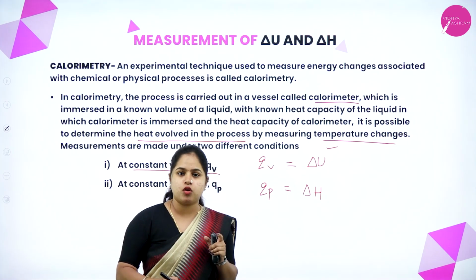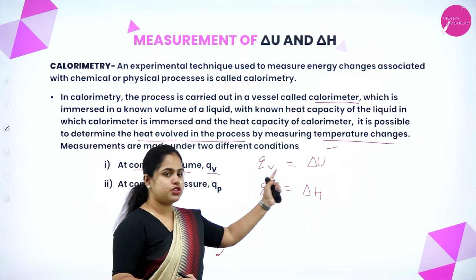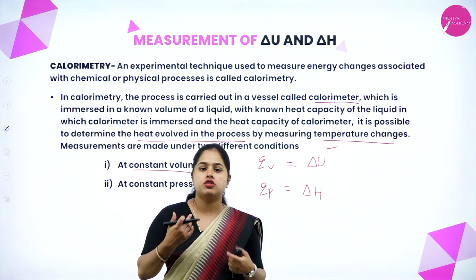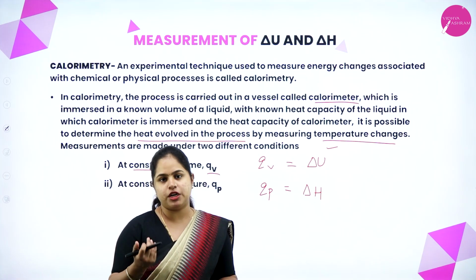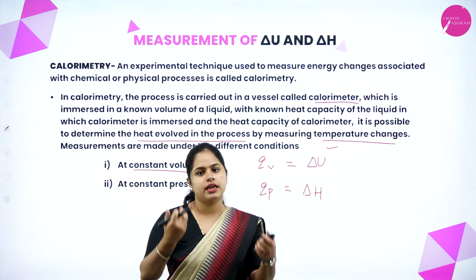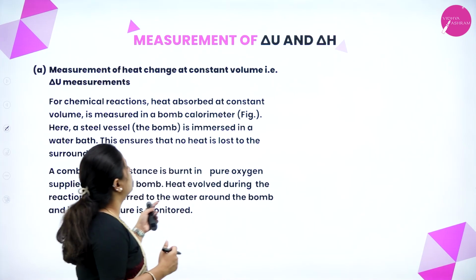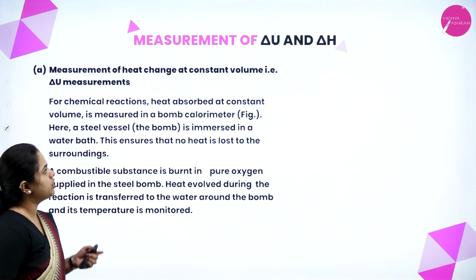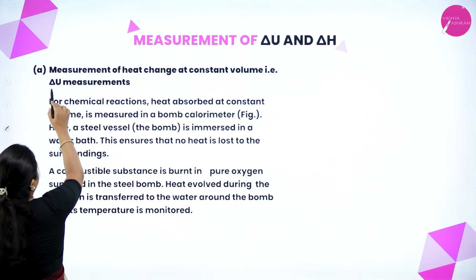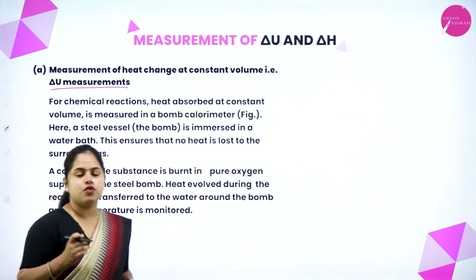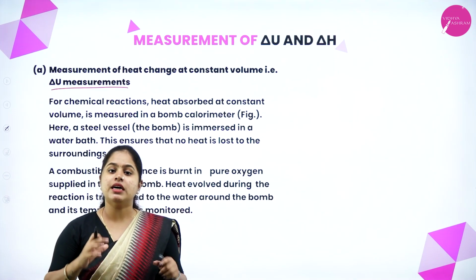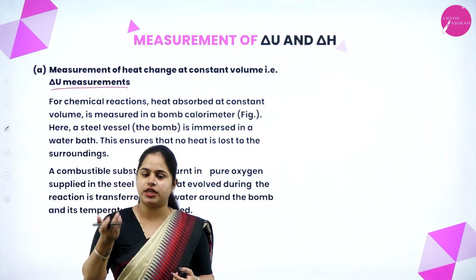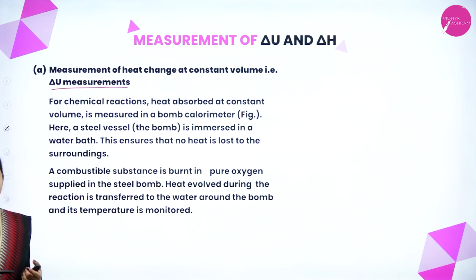So if we can calculate the heat change at constant volume and constant pressure, we can calculate delta U and delta H. So this is how we do the measurement of delta U and delta H using a calorimeter. First, let's begin with the measurement of delta U. Okay, so measurement of heat change at constant volume, that is delta U measurement. We are going to calculate the heat change at constant volume so that we get the change in internal energy. How this happens, let's see.